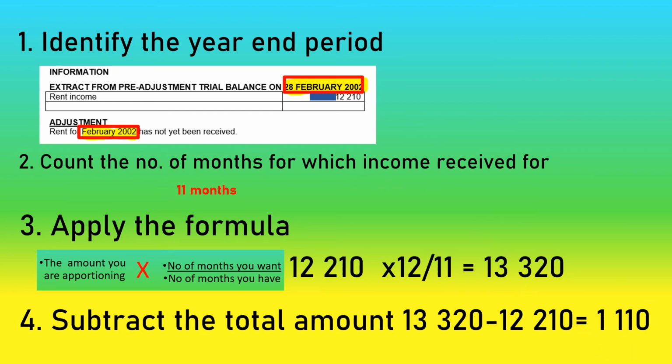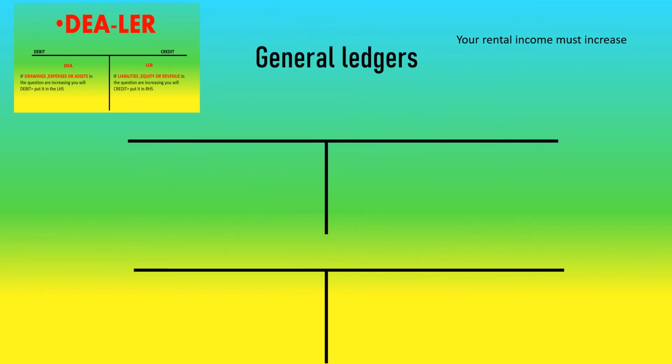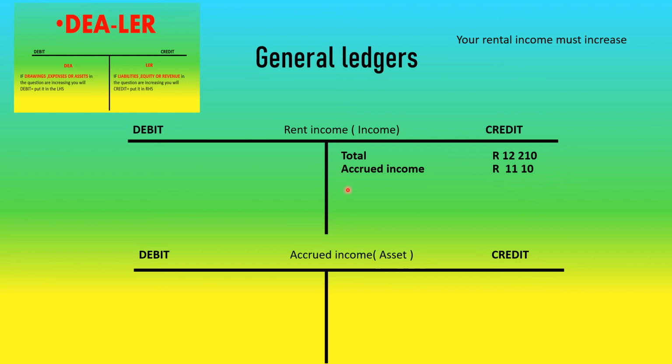We will now look at the impact on the GL. So in your ledgers, which is your T account, I would draw my T account for rental income. Remember, your income that has not been received. Therefore, you have to record it in your income statement. Therefore, you have to increase your rental income. I've got a total of 12,210 on the credit side because it is a rental income. I now take my accrued income 11,110 and that is your total portion that you've calculated in the previous slide. The 12,210 and the 11,110 will give you your total rental income for the year.